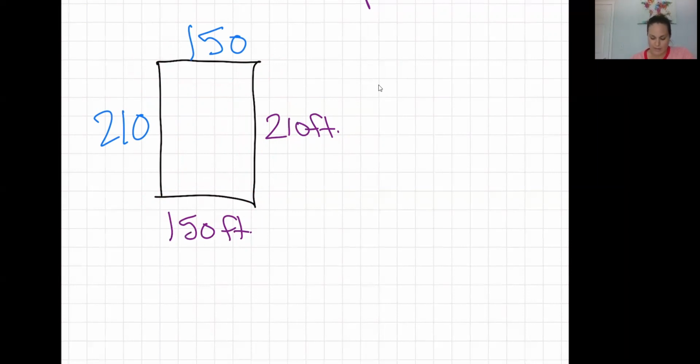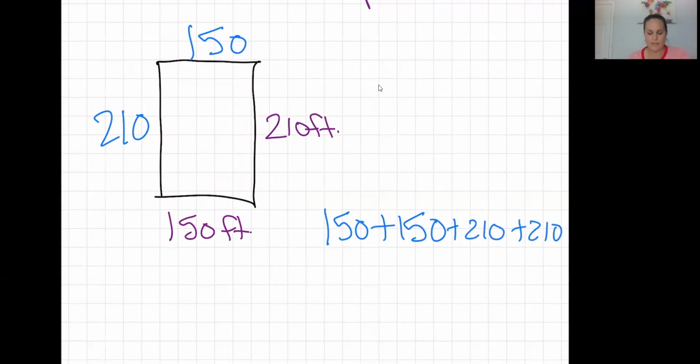You could just go ahead and put your equation together from the beginning. You could do 150 plus 150 because you know you have two of them, plus 210 plus 210 because you know you have two of those. Then you can combine your terms and find out your answer from there. Or you can do what you did here and go around and do 150, cross it out, plus 210, plus 150, plus 210. Ran out a little bit of space there, okay? Either one is fine. So I'm going to go ahead and put my terms together.